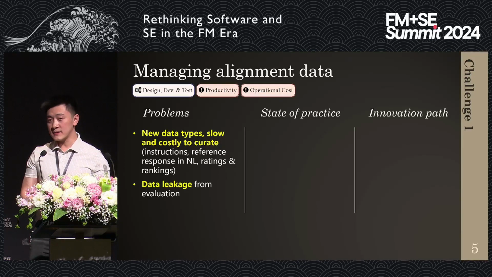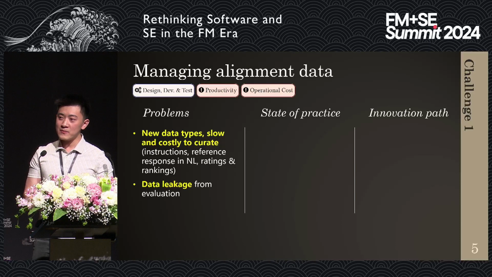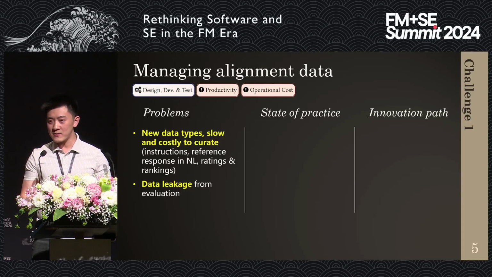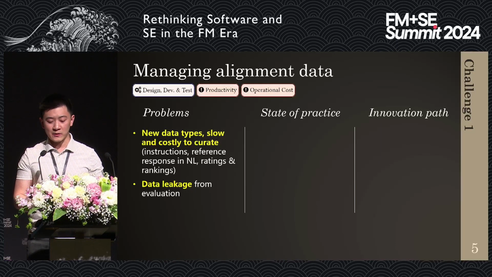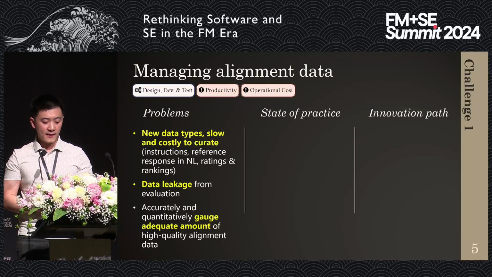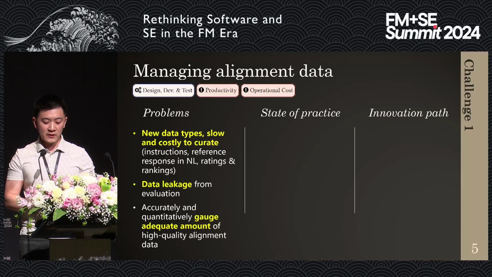Another issue is that we're seeing a lot of foundation models, when being aligned, face data leakage issues, where the benchmarks for evaluating them were actually used in the training or alignment process, causing fake high performance that doesn't hold up in production. We're seeing a lot of benchmarks and leaderboards showing models with really good performance that don't work well in production. And finally, it is also very hard to accurately and quantitatively decide how much data is needed and how much human effort should be put into aligning the model.